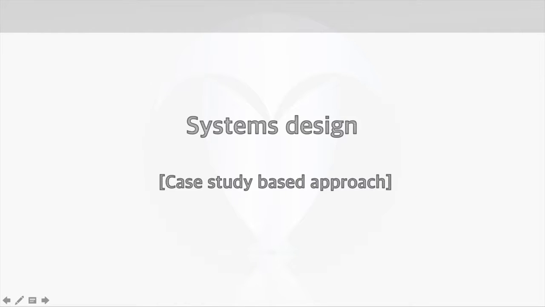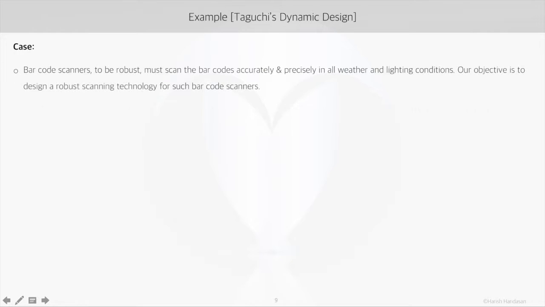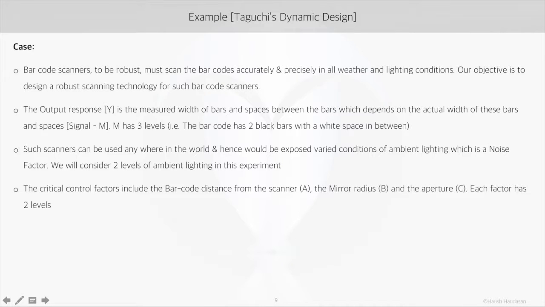Now, to understand the fabrics of dynamic design, let us again take a case and walk through the approach. Let's consider a case where we have to design a robust barcode scanning technology, applying which the barcodes will remain accurate and precise in all weather and lighting conditions. So here the output response is the measured width of bars and spaces between the bars of the barcode.